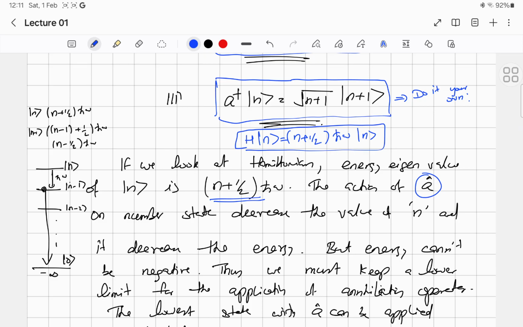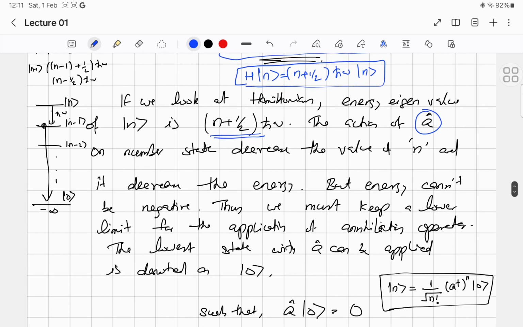On the continuous action of this annihilation operator, the energy value can continuously decrease. If it keeps on lowering the eigenvalue, the eigenvalue may go to negative infinity, and that is practically unphysical. If you look at the energy level diagram, if you have some energy (n plus half) h cross omega, then further action of a decreases the energy eigenvalue to n minus 1, n minus 2. It cannot go to minus infinity.